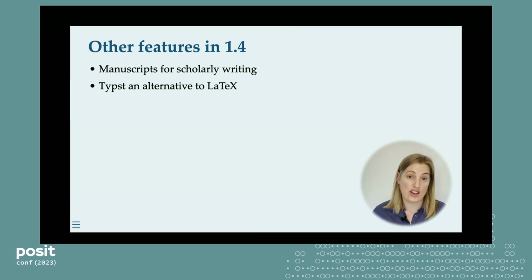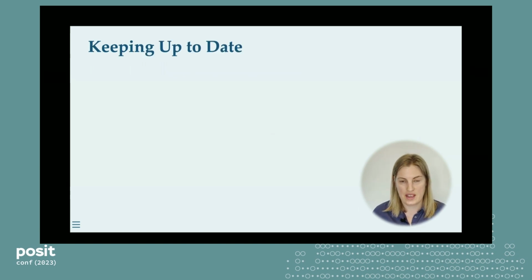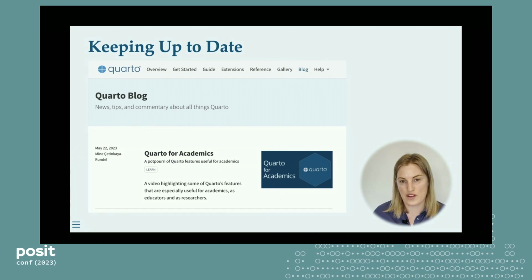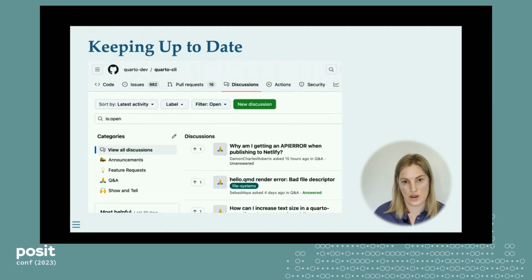You might be wondering how you can keep up with changes to Quarto. The most definitive list for the changes in each Quarto release is the changelog, and you can find that on the download page on quarto.org. You can also find them in the news folder on our GitHub repo. We also like to blog about some of the highlights of each release, so you might want to follow the Quarto blog as well. The best place to ask questions about new or old features is on the discussion board on our GitHub repo. And if there's something new in Quarto you would like to see, there's a feature request category there too.